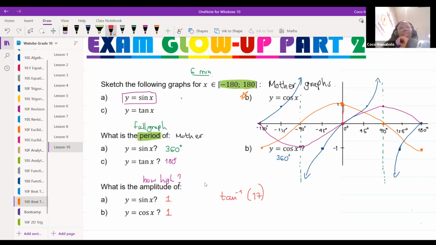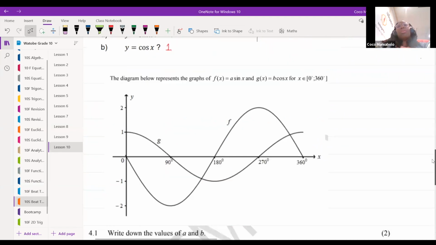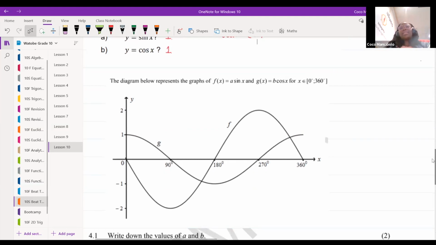Okay, the only thing is you will never get 90 or negative 90 or 270 as an answer. All right, okay, now let's look at our first example over here. It says, the diagram below represents the graphs of f of x equals a sine x, and g of x equals b cos x.